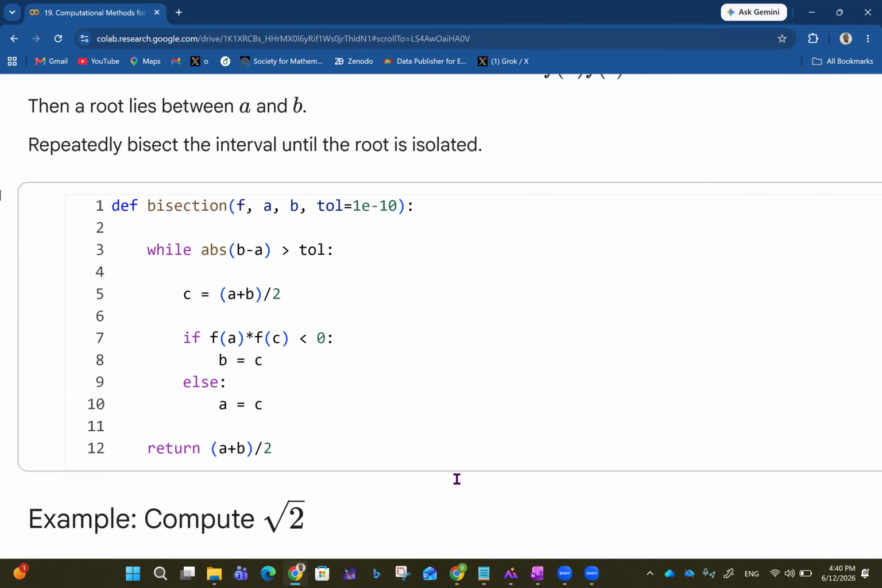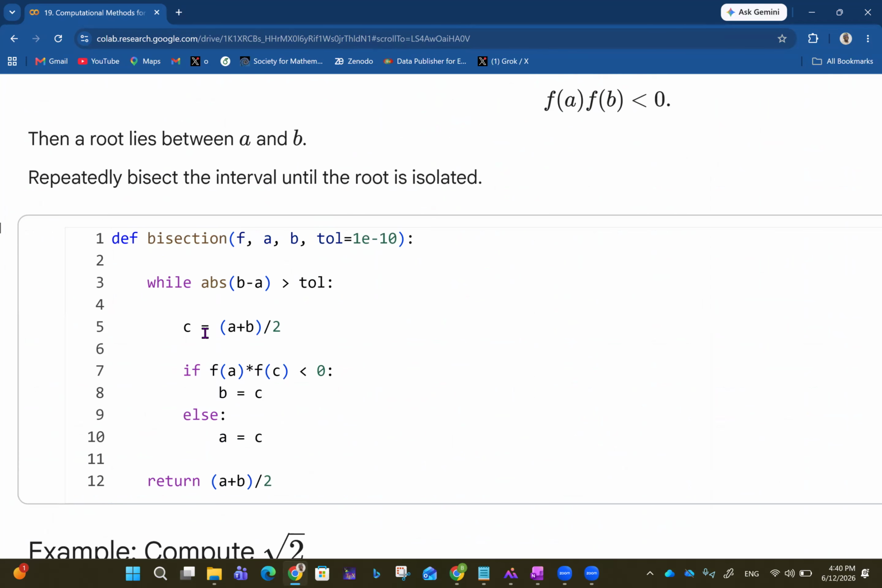So that's what I just demonstrated up there, and this is the Python code to deal with something like that. You define a function bisection. You need a function f, the limits a and b, and of course, you need to set a tolerance. That will tell you how fast your solution converges, depending on the level of error you can tolerate. That's it.